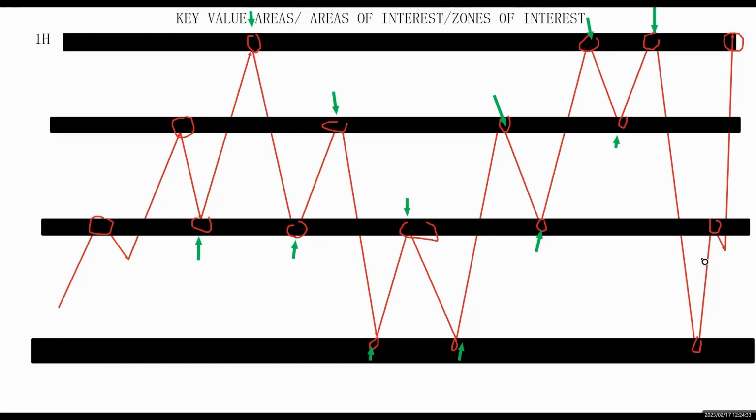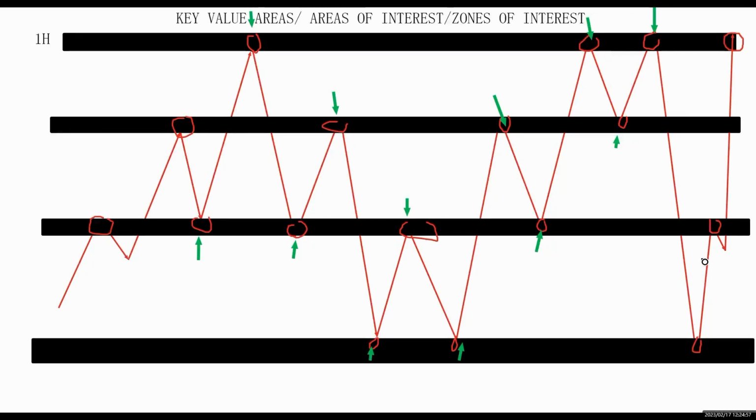So now let me define. Key value areas are areas in the market where price has rejected or tested more than 2 or 3 times. As you can see, everything you see right here is more than 2 or 3 times, right? It's either 2 times or 3 times. So that gives you an idea that later on in the future, this point might hold, right?